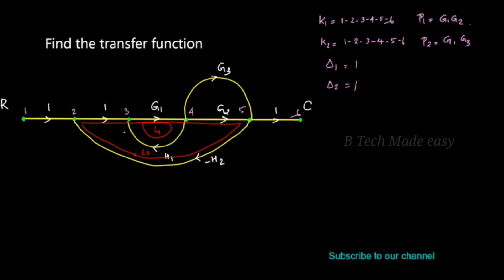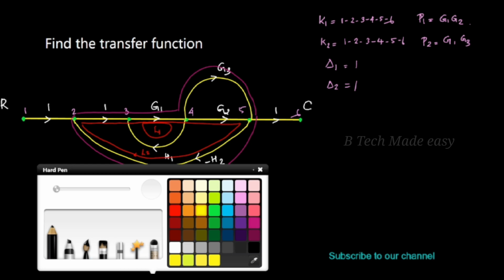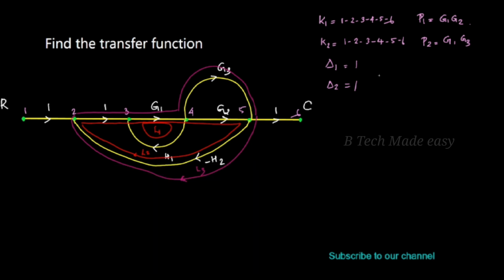Then what is the third loop? It starts from node 2 and jumps from 4 to 5 through another branch and it ends at 2. This is another loop, L3. Okay, let us start doing the problem. Before writing the transfer function equation, you have to find the loop gains L1, L2 and L3.